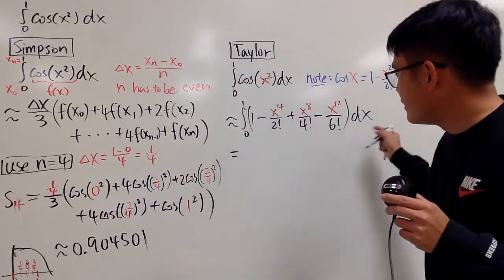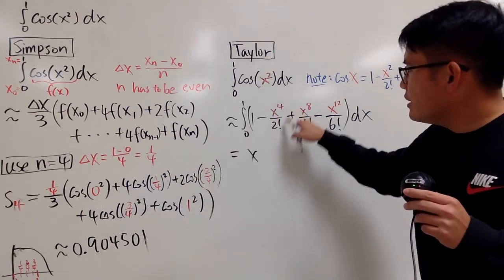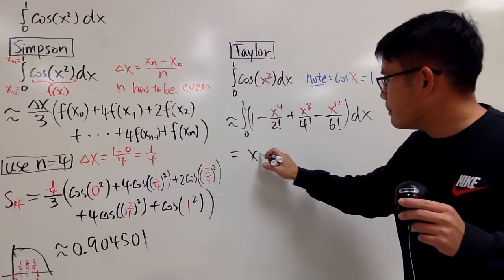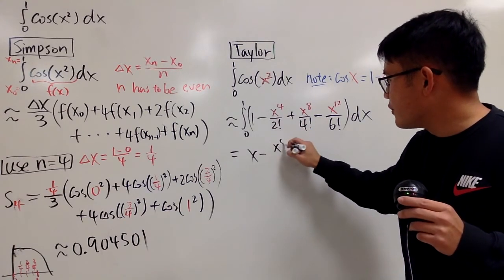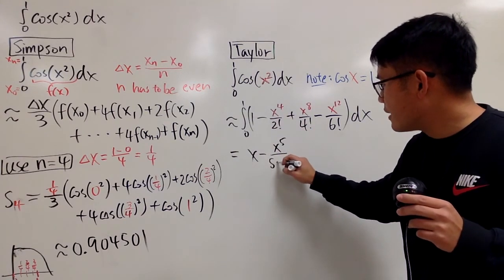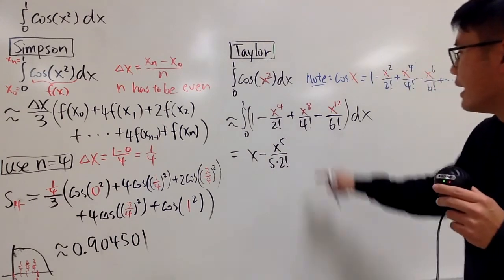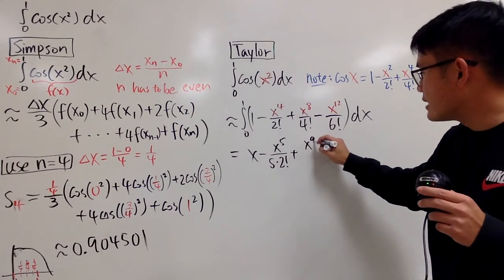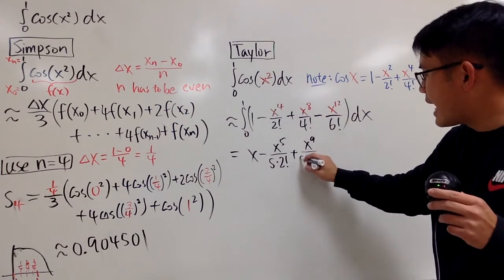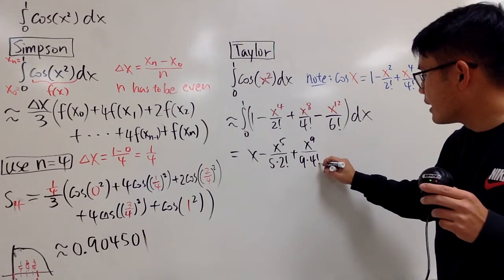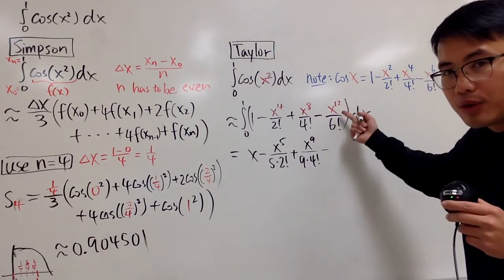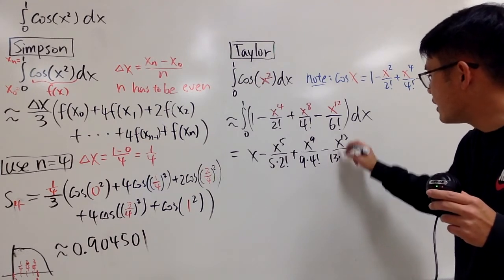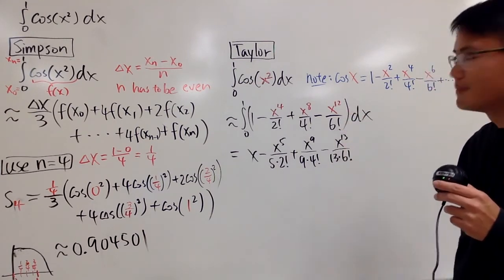Anyway, integrating 1 in the x world, we get x. Integrating this, you add 1 to the power, which is 5, and divided by that. So you have minus, and let me just write down x to the 5th power over 5 times 2 factorial. And then you add 1 to the power, so it's x to the 9th power divided by 9 times 4 factorial. And then minus, you add 1 to the power, which is 13, and then divided by 13 and then multiply by 6 factorial.